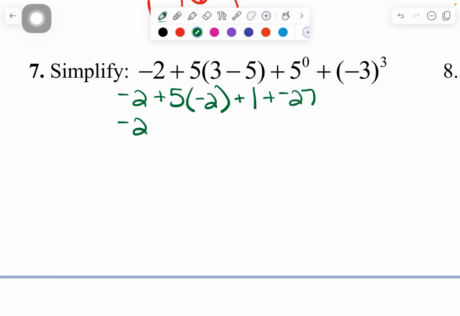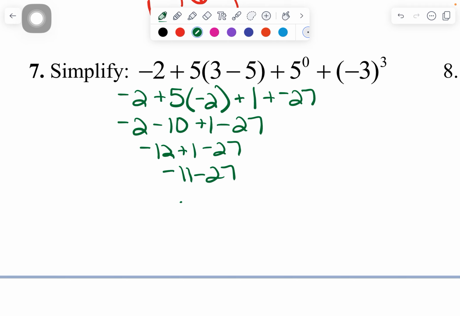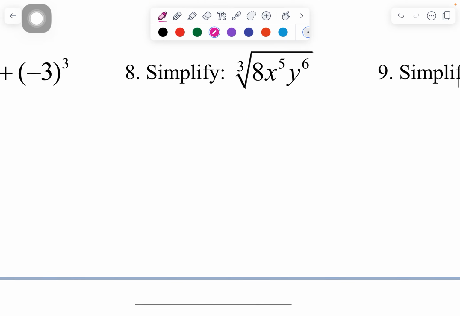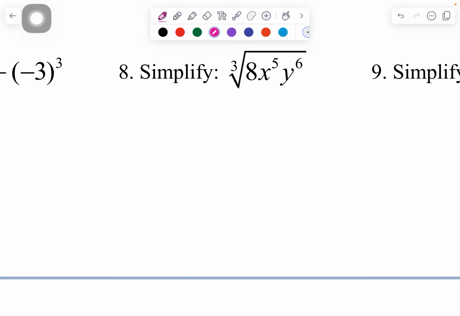So negative 2 times 5 is going to be negative 10, and then minus 27. Let's see, lots of negatives here, so that's going to be negative 10 plus 1, negative 9... 27, so negative 11 minus 27. These are both negatives, so we're just going to make a bigger negative. That's going to be what, negative 38? Yeah, that sounds good.